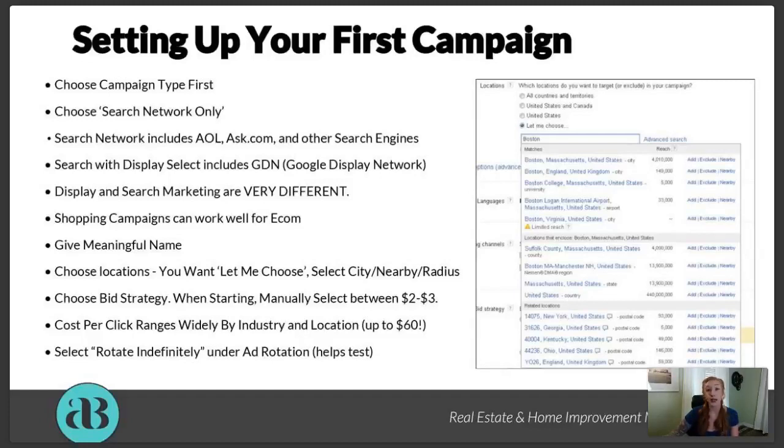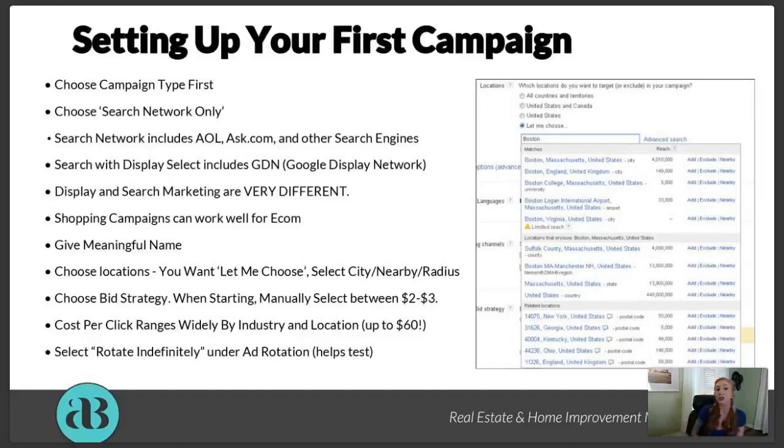So then you want to go ahead and give your campaign a meaningful name. So your campaign could be for a certain product or a certain product type or a certain service. You don't want to mix a lot of different things within one campaign. You want to have one goal, one focus. So just give it a name that will allow you to easily identify what this campaign's about.